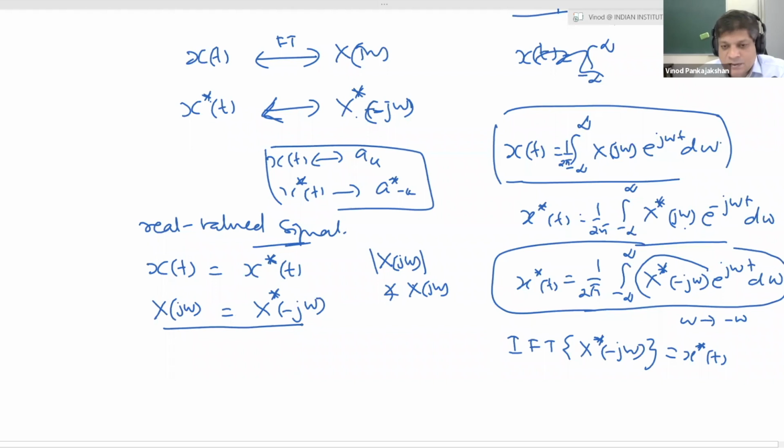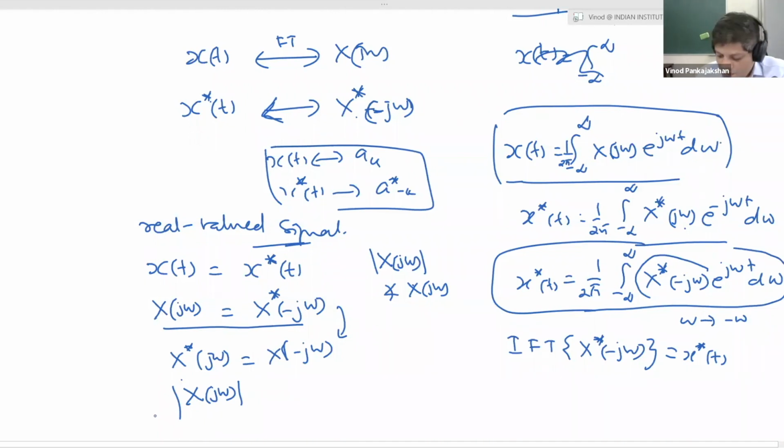So if you consider this expression, can we write this as x star j omega equals x of minus j omega? Can we write like this? You either change omega to minus omega or take the complex conjugate on both sides, you will get this expression. Now, if you take the magnitude on both sides, what is the magnitude of x star j omega? Is it the same as magnitude of x of j omega?